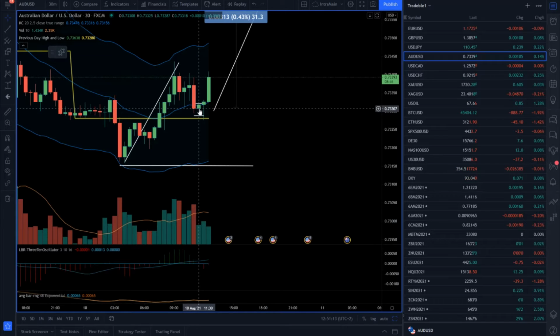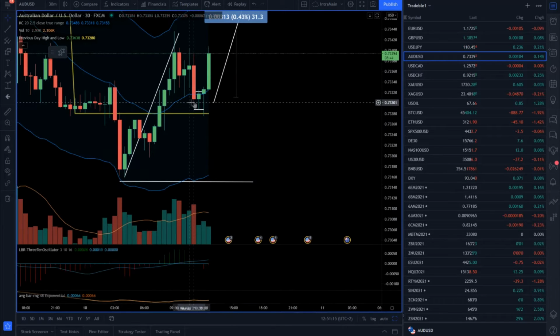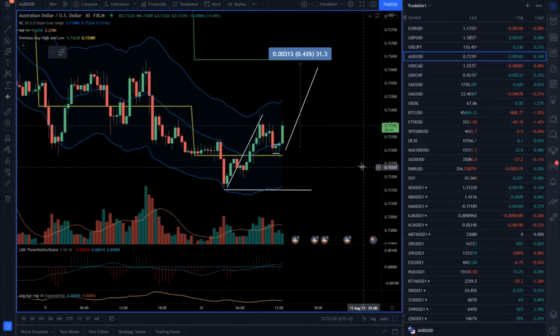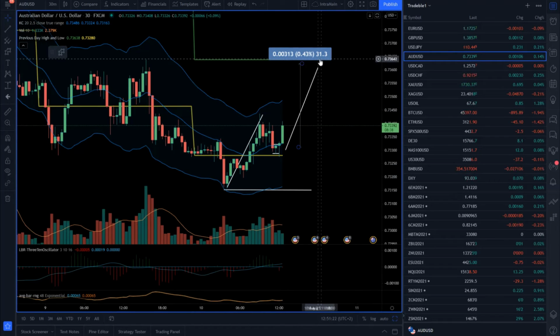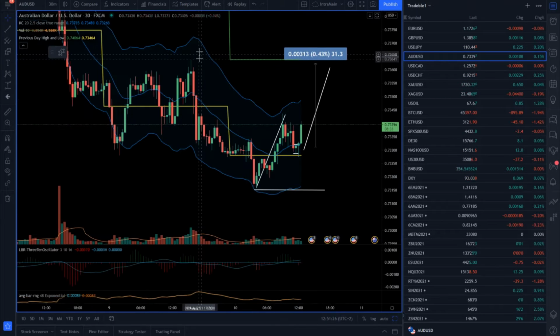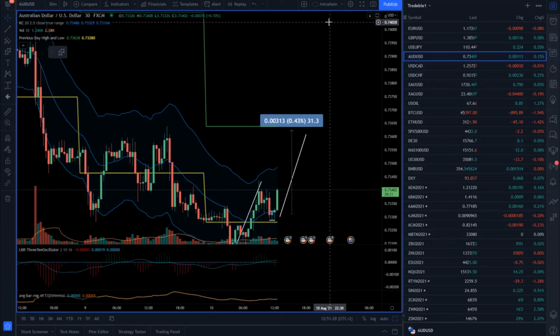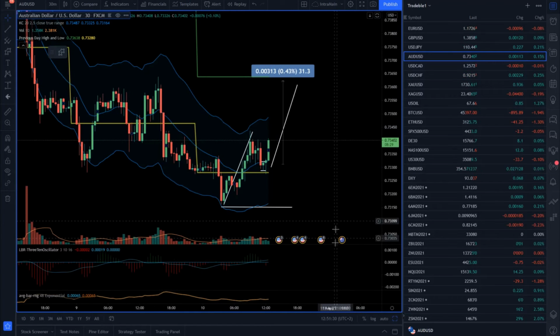I see a very tight small bar here and a breakout at the upside. So it's looking like a pretty good condition for a rally towards the previous day high, at least today, towards 0.7364, and even a potential for a much bigger rally into the next few days.